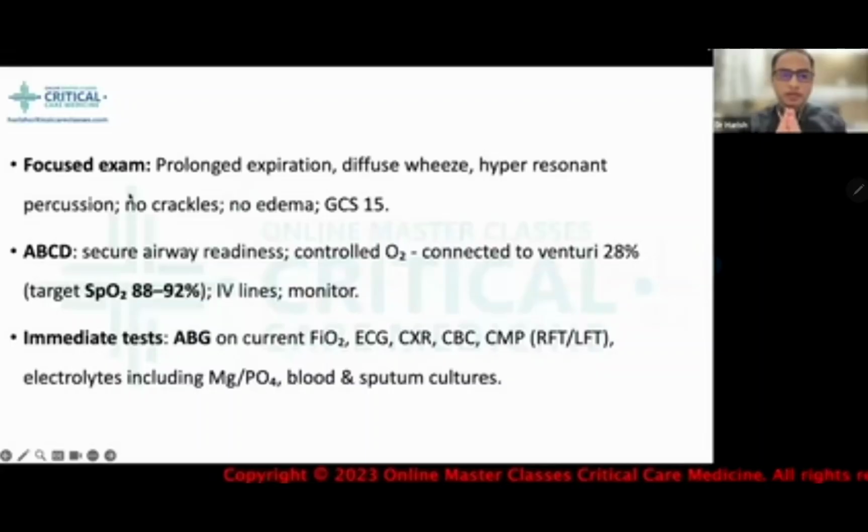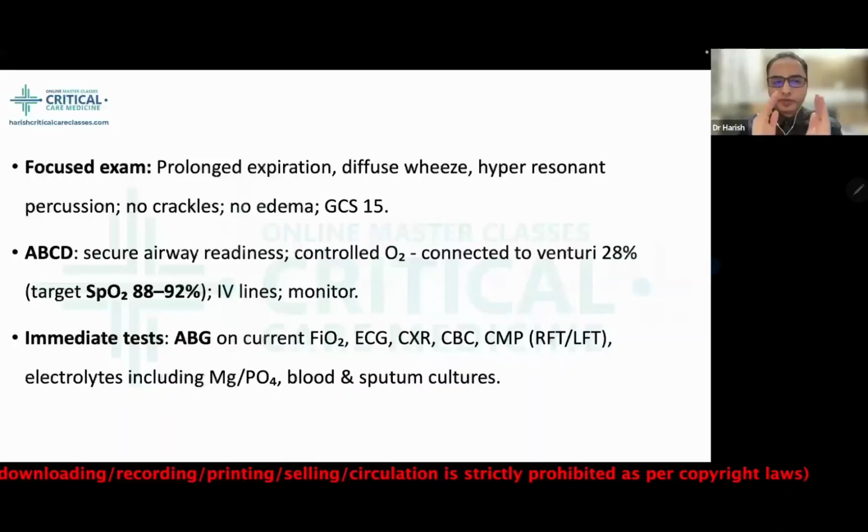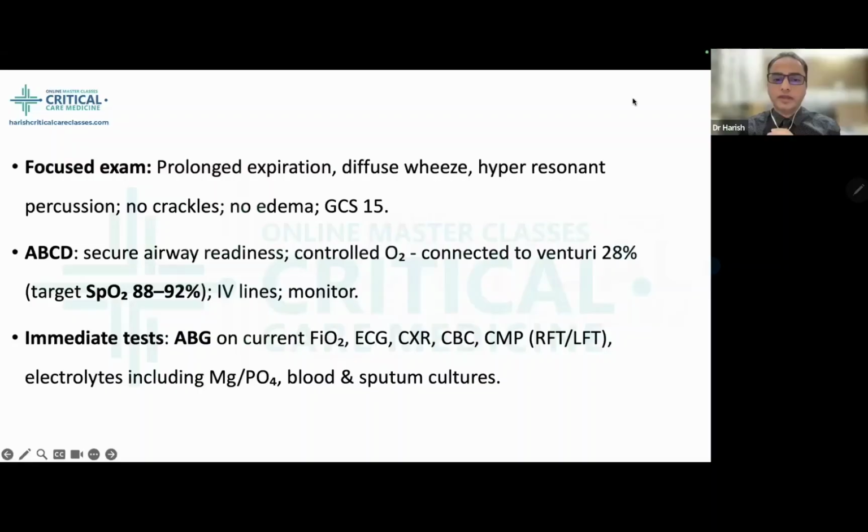Done with the focused examination, you need to answer like you are the first receiver of the patient. There is prolonged expiration, diffuse wheeze on auscultation. On percussion, there is hyperresonant percussion, no crepitation, no edema. He is conscious, oriented, GCS 15. The next thing you need to do is airway, breathing, circulation, which remains common for all patients. Then controlled oxygen, because we know the background of COPD, background of smoker with defaulter of inhaler.